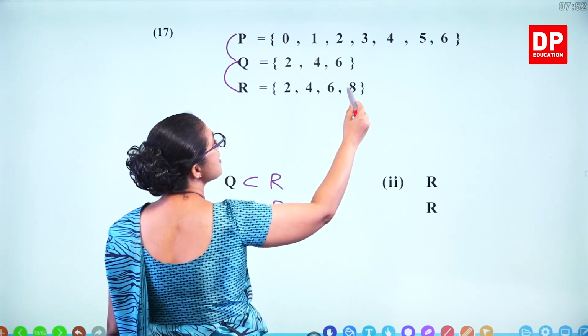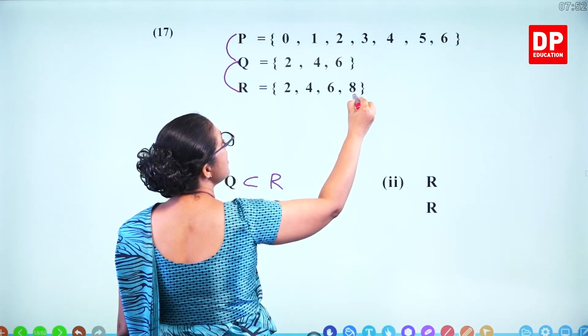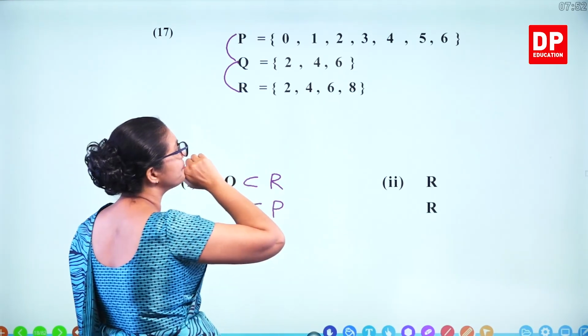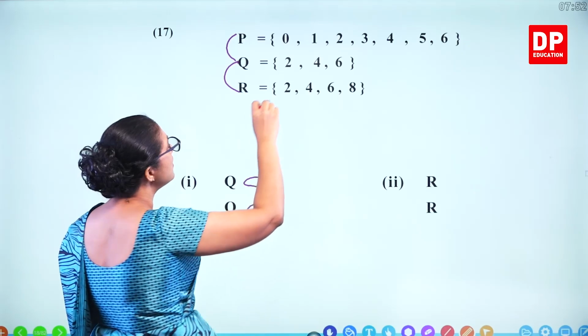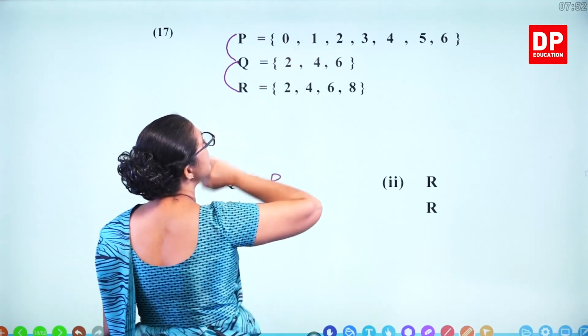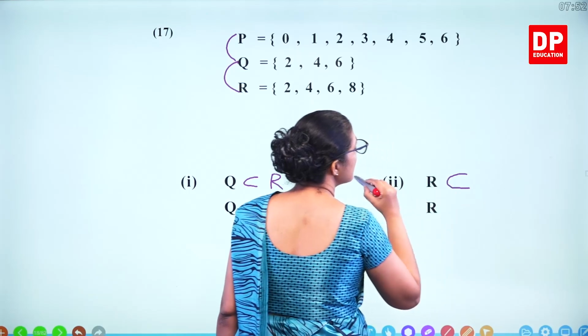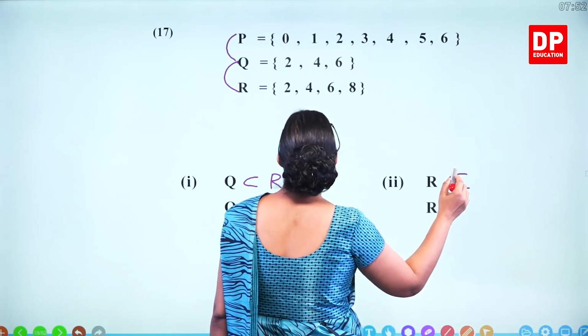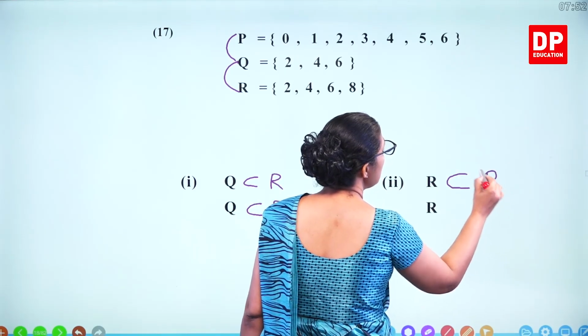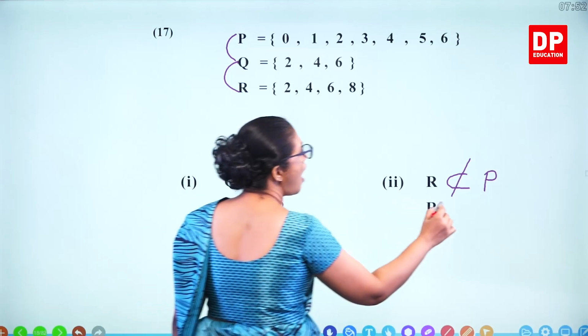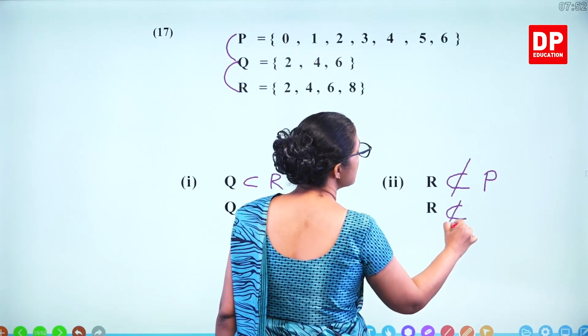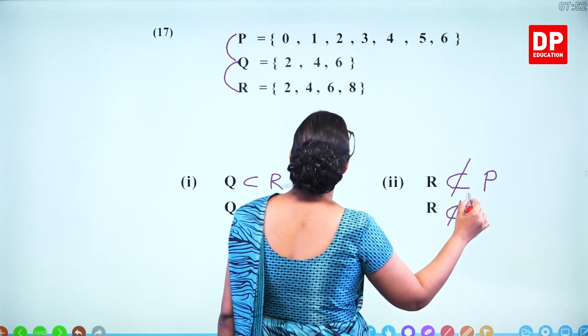This is not a subset. Can you see? 8 is not there. All these elements are not here. So how can you write not a subset? We cross it out. R is not a subset of P. We cross it out. R is not a subset of Q.